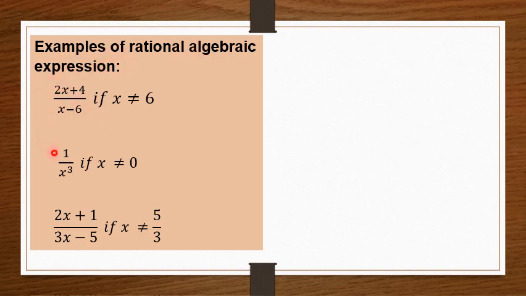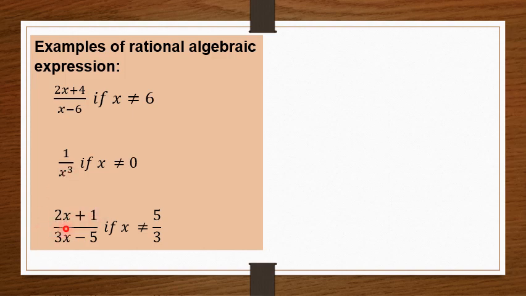Another one is 1 over x cubed, if x is not equal to 0. Why is this not equal to 0? Because if x becomes 0, we substitute 0 for x, and the denominator becomes 0. So take note, according to the rule for rational algebraic expressions, the denominator is not equal to 0.